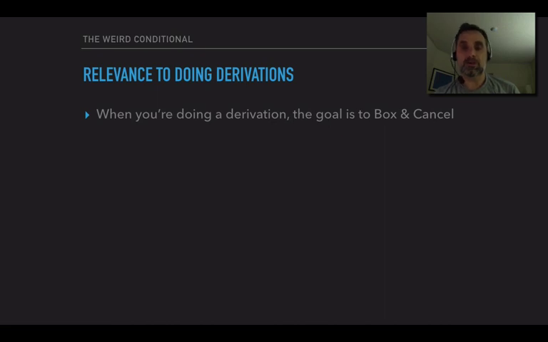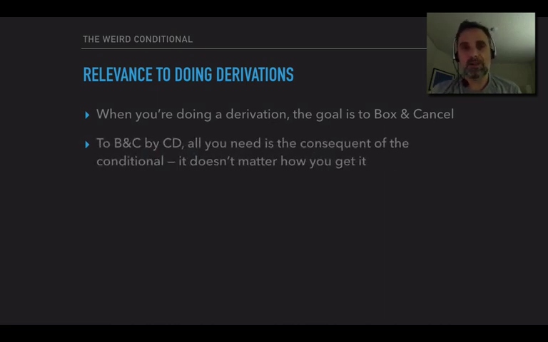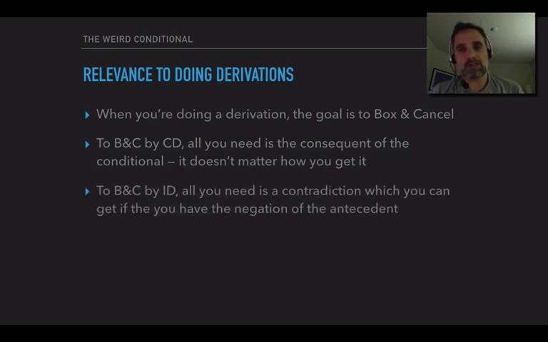So when you're doing a derivation, the goal is to box cancel. To box cancel by CD, all you need is the consequent of the conditional. It doesn't matter how you get the consequent. To box and cancel by ID, all you need is a contradiction, and you can always get a contradiction if you have the negation of the antecedent, because you can assume the antecedent, and there's your contradiction.